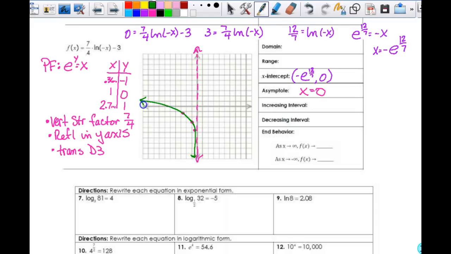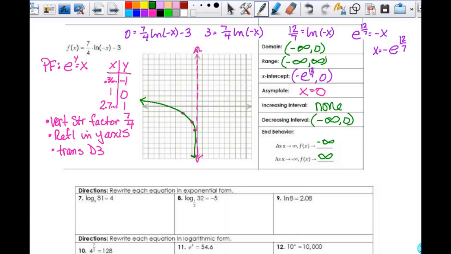So then when I graph this in, it looks something like that. My domain goes from -infinity to 0. Range is -infinity to infinity. Increasing, not at all. Decreasing, -infinity to 0. As x approaches infinity, or as x gets as big as it possibly can, y is approaching -infinity. And as x approaches -infinity, f of x approaches infinity. Okay? Good?